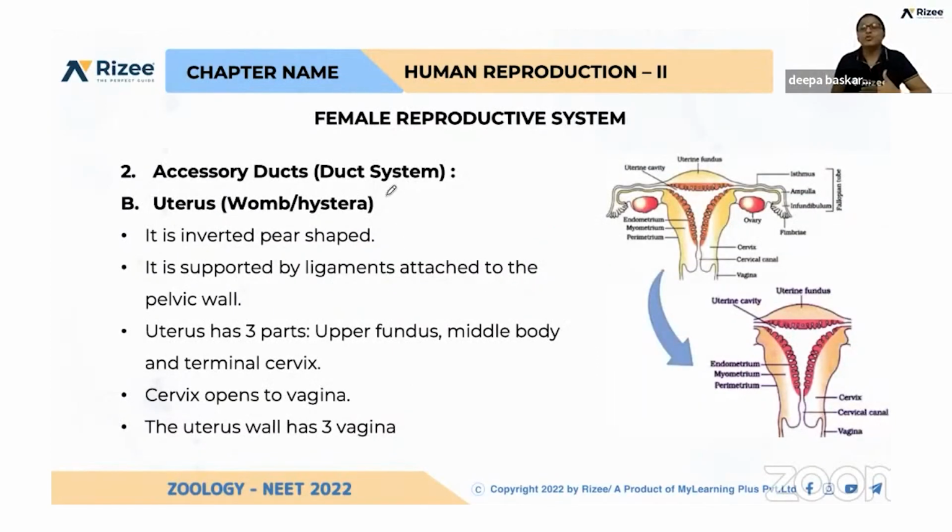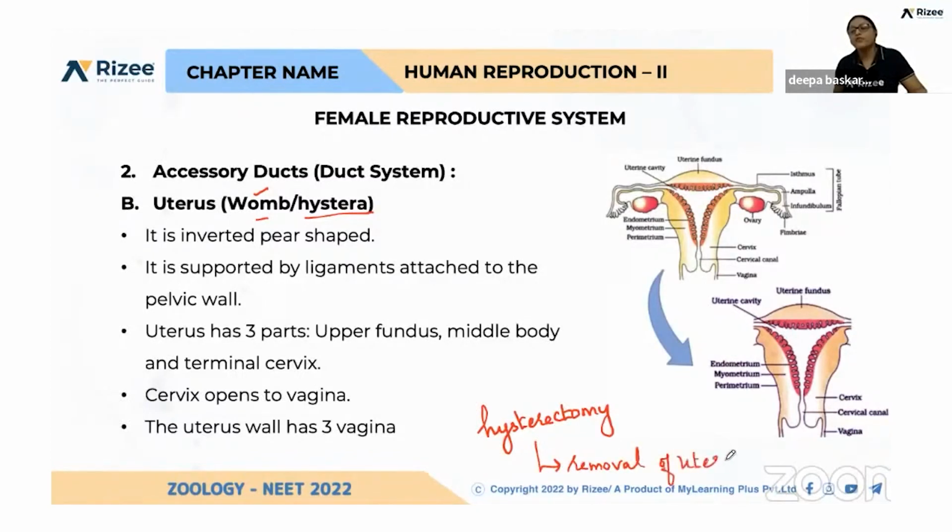Next, let us come to the second accessory duct, that is the uterus. The uterus is otherwise called the womb. This term you might have heard, but one more term is hysteria. Removal of the uterus is called hysterectomy. Again, for reasons like cancerous growth or other complications and infections, doctors will advise us to remove our uterus. That is called hysterectomy.